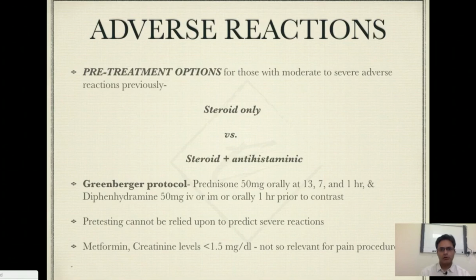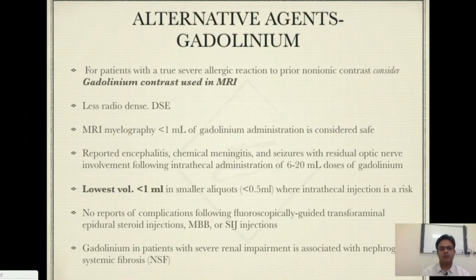One such protocol is the Greenberger protocol, which uses prednisolone given at specific time periods prior to giving the contrast, and then an antihistaminic given about an hour before the contrast is given. Pre-testing as such is not something which is recommended, because it does not help us to predict whether a person is going to be getting a contrast reaction or not.